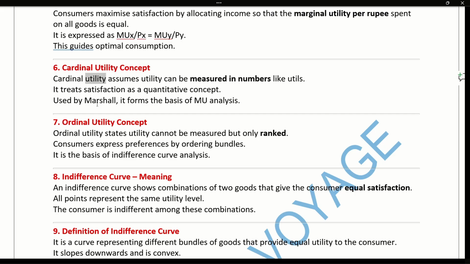6. Cardinal Utility Concept. Cardinal utility assumes utility can be measured in numbers like utils. It treats satisfaction as a quantitative concept. Used by Marshall, it forms the basis of MU analysis.